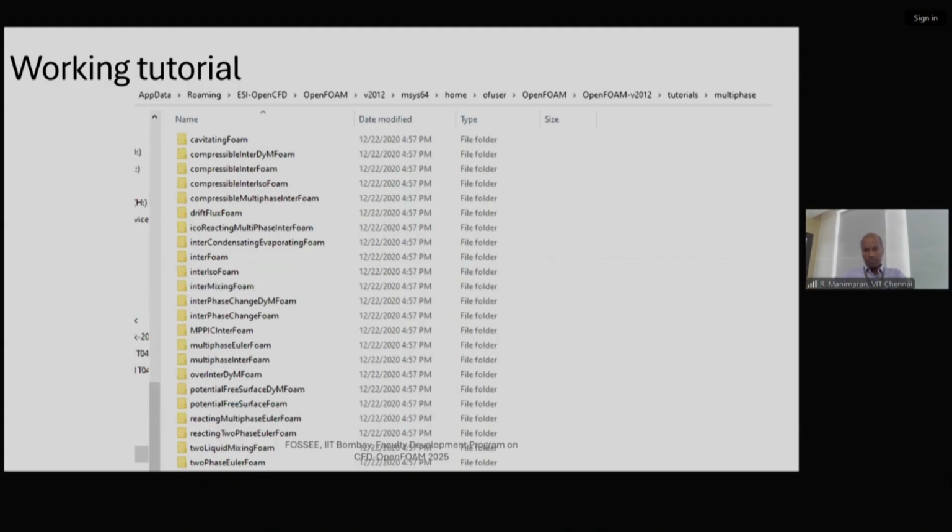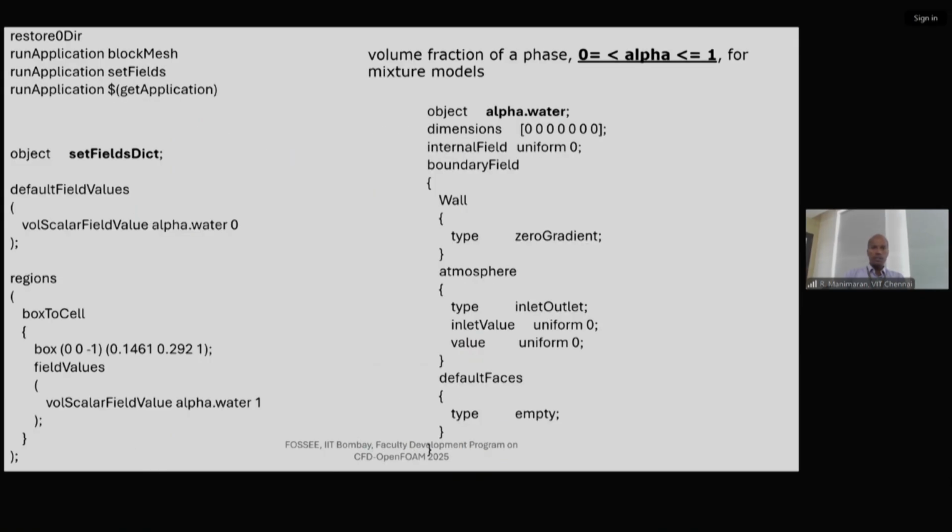So I think most of you would have installed OpenFOAM, and you would have seen many folders like this, like buoyantFoam, compressibleInterFoam, interFoam, and so on. So, what is the distinction between the general single-phase flow and the multi-phase flow? Let me show it in the case of OpenFOAM.